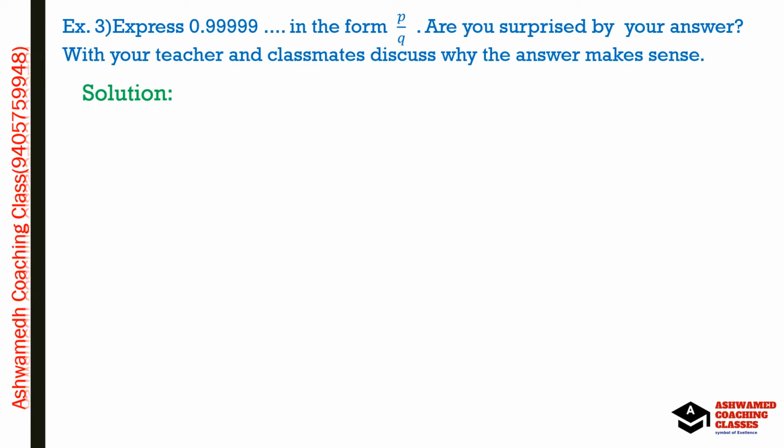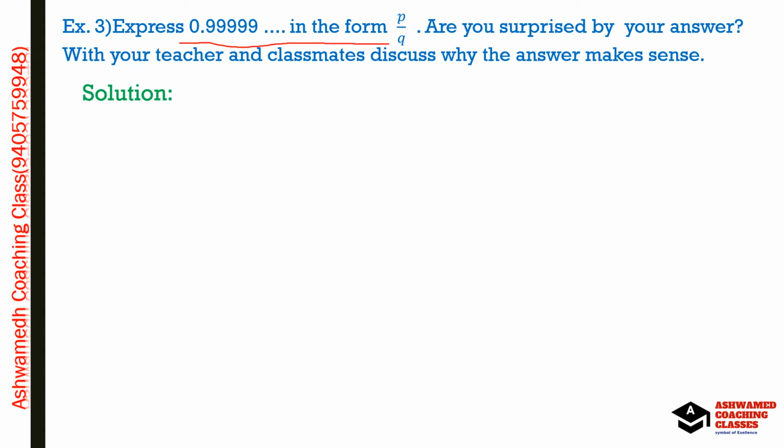Express this 0.9999 in the form of P upon Q. Are you surprised by your answer? With your teacher and classmates, discuss why the answer makes sense. Okay, so it is very simple to express this 0.99999 in the form of P upon Q. But why are you surprised by the answer?